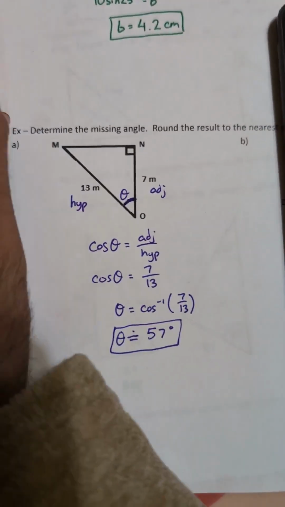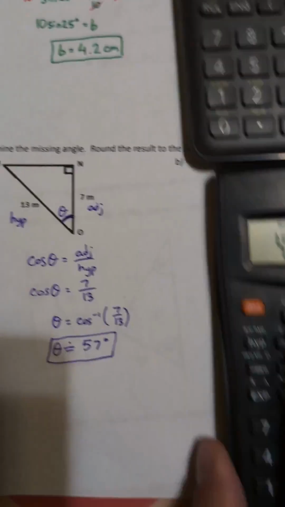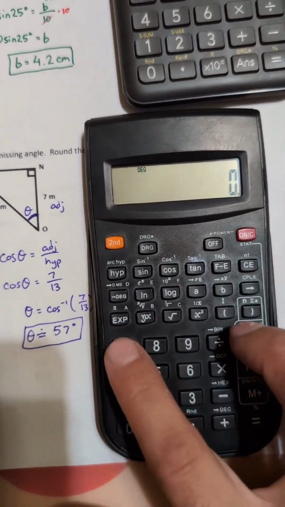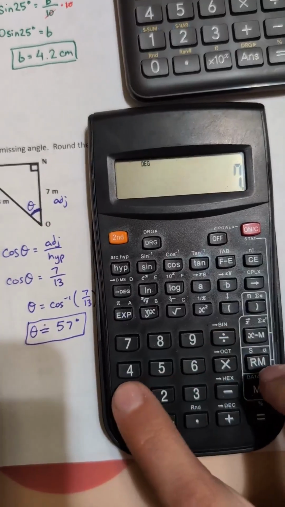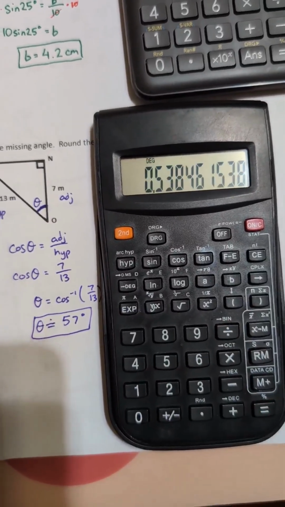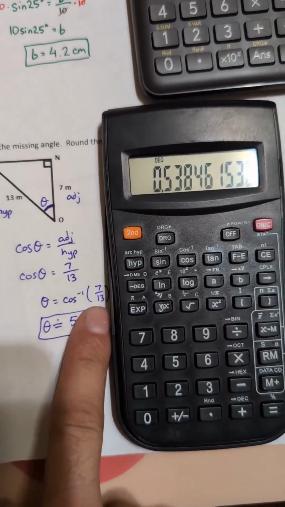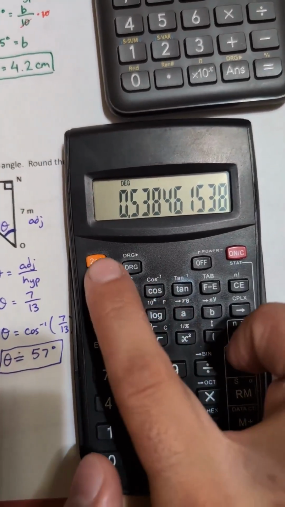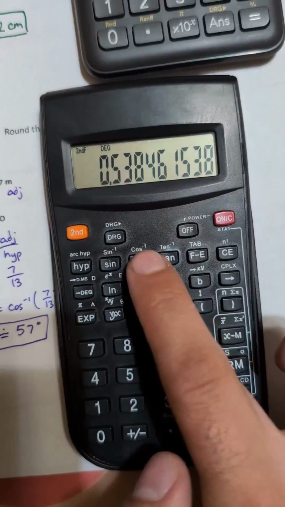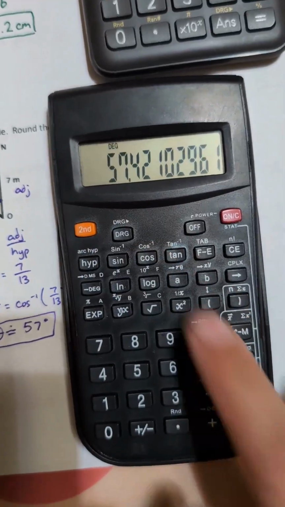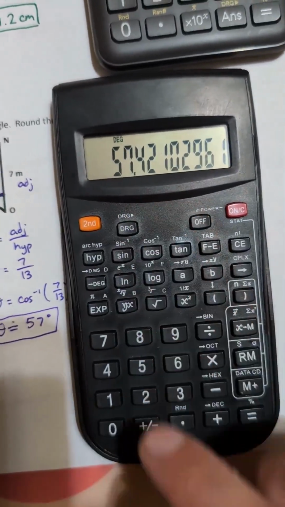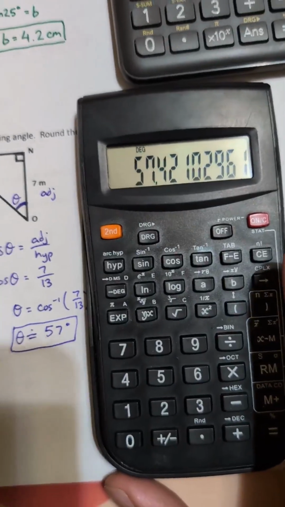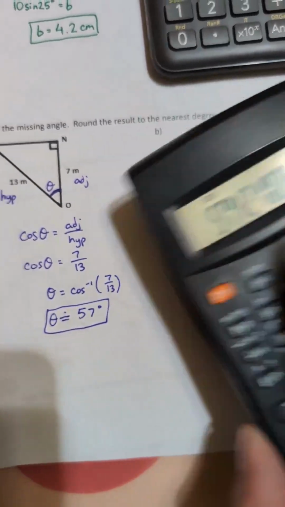And now just to show on this calculator, again, a little more annoying, but I can do my ratio 7 divided by 13 to figure out what that is first in the brackets. And then to get that cos inverse, I need to do this second function button. I get 57.42. So you can still do it on this calculator. It's just the order is different.